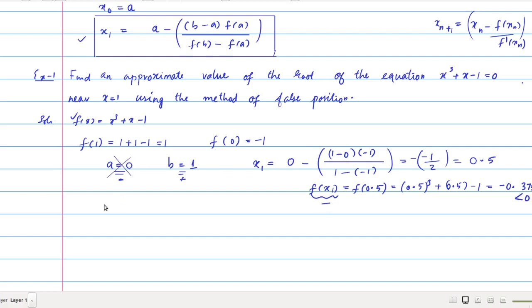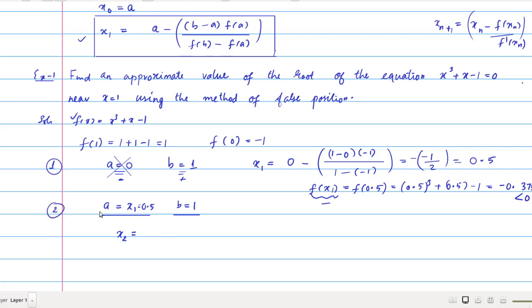So next we choose b as it is, b is 1, and a as this x1. We set a as x1. What is x1? That is 0.5. So we can say that the root is in between 0.5 and 1. Using these two values we evaluate x2. So using x1 and b we can evaluate x2. This is the first iteration.